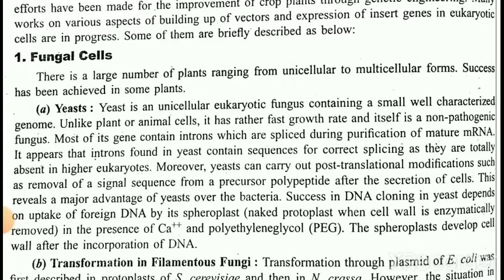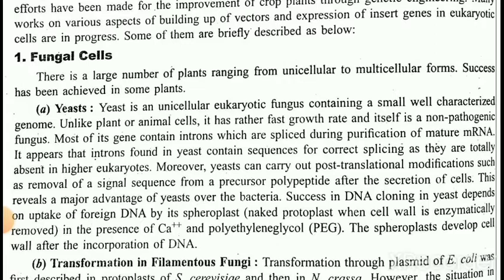Success in DNA cloning in yeast depends on uptake of foreign DNA by its spheroplast, the naked protoplast. The cell wall is enzymatically removed in the presence of Ca++ and polyethylene glycol, PEG. The spheroplasts develop a cell wall after the incorporation of DNA.